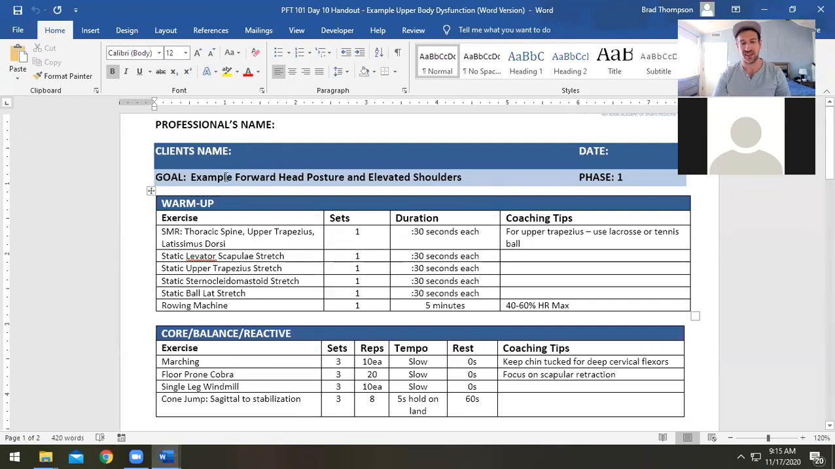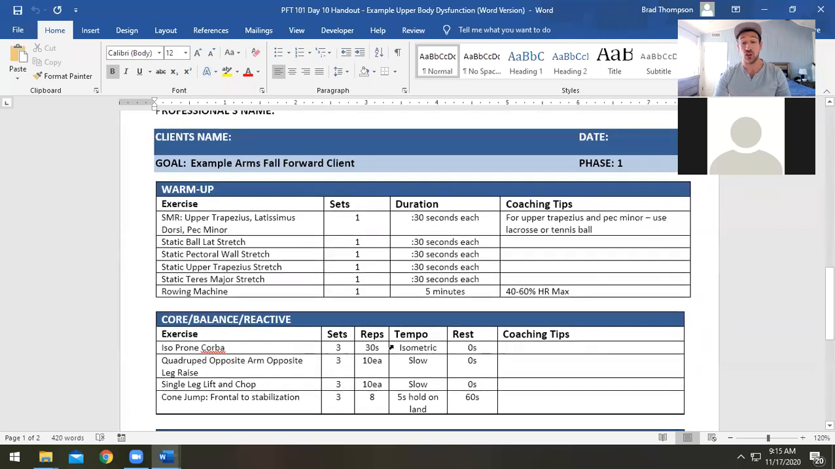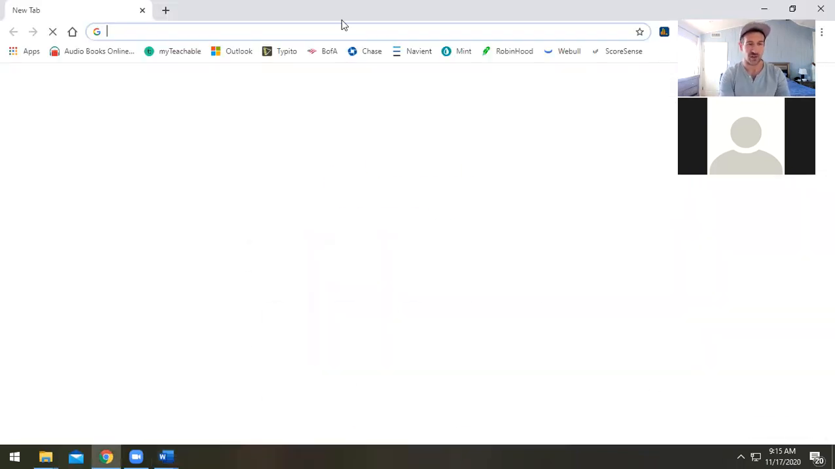So I'm going to skip forward to that. This is the forward head routine here. So looking at an arms fall forward client, let's take a look at the list here of overactive, underactive muscles.